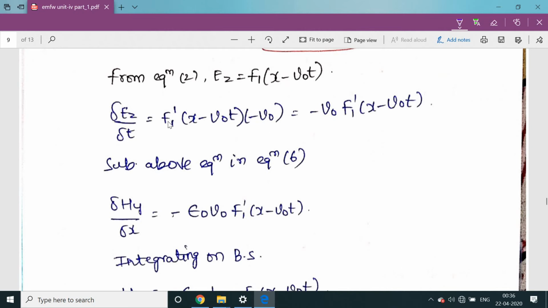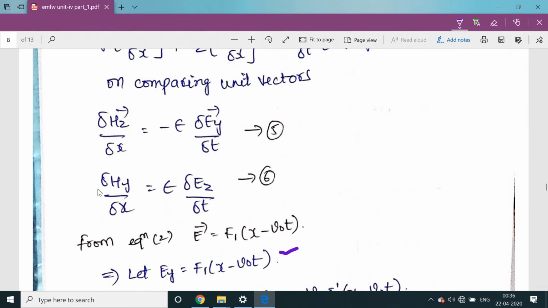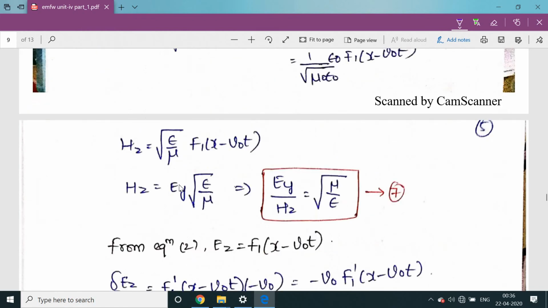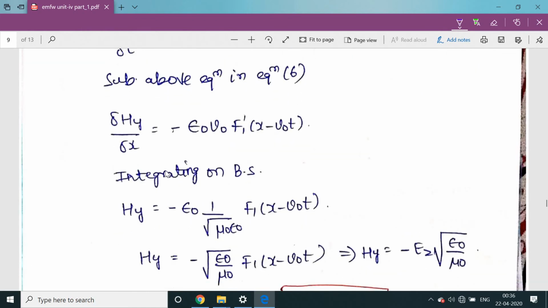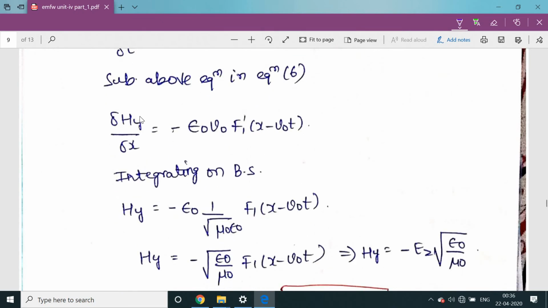So minus V naught into F1 dash of x minus V naught into t. Substituting this equation in the second equation, what do we get? We get dou Hy by dou x is equal to minus epsilon naught V naught F1 dash of x minus V naught into t. So to get the Hy component, again integrating on both sides.